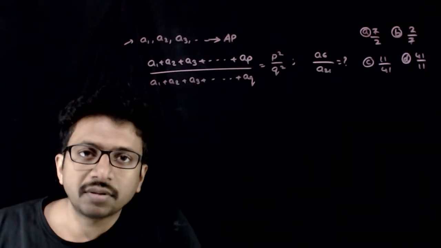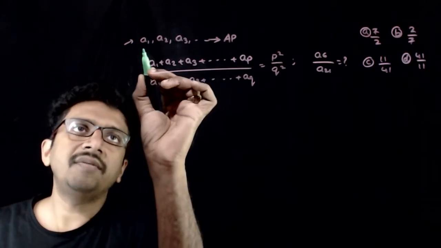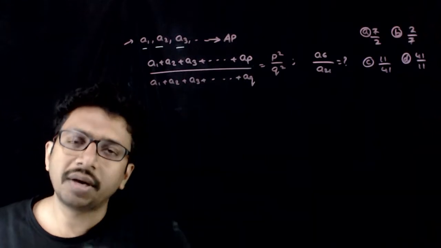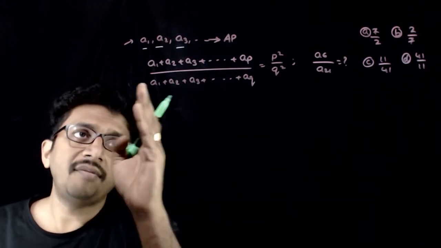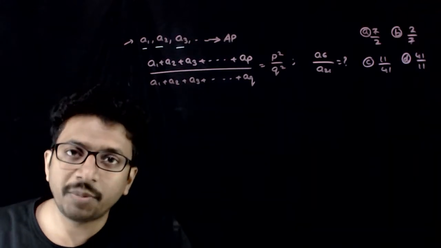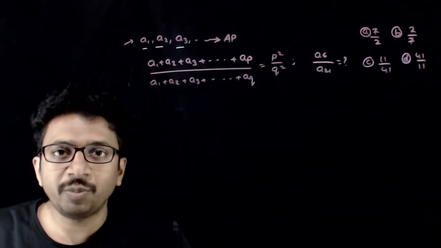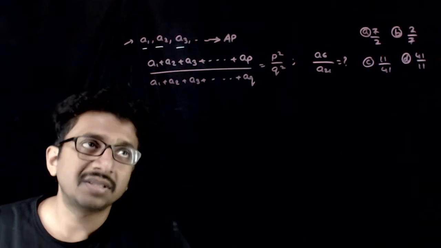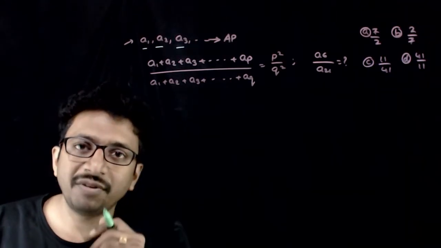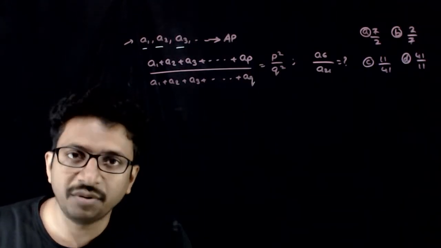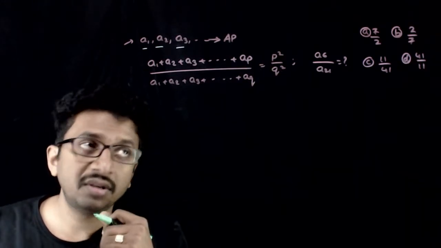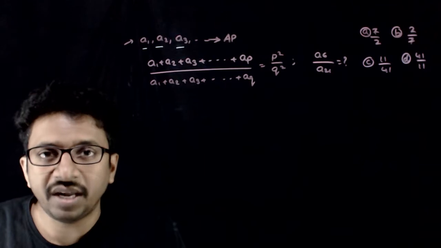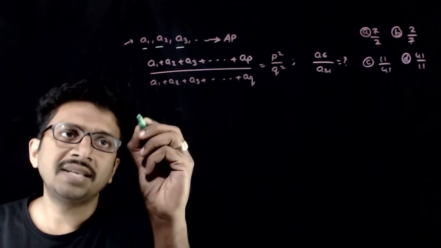So welcome students. In this question, you're given that A1, A2, A3, and so on are in arithmetic progression. And the sum A1 plus A2 plus A3 up to AP, that is the sum of the first P terms, divided by the sum of the first Q terms, is equal to P square by Q square. And this is valid for every P and Q as given in the question. If that is so, what is A6 by A21? So let us analyze this question.